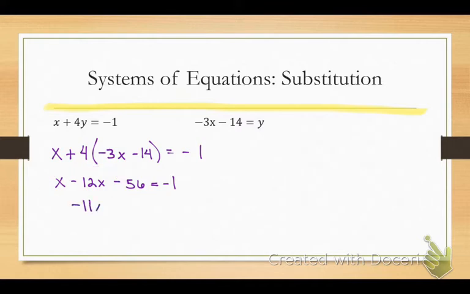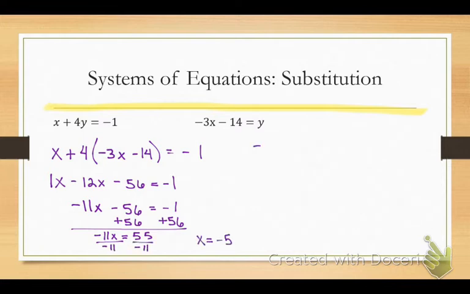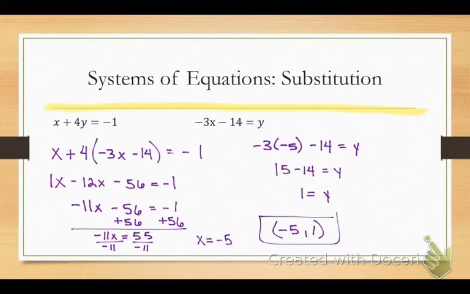x minus 12x, negative 11x. Add 56 to both sides. x equals negative 5. Now go back and plug in negative 5. I went up here and plugged in negative 5. Negative 3 times negative 5 is 15. Minus 14 is 1. Negative 5 and 1.